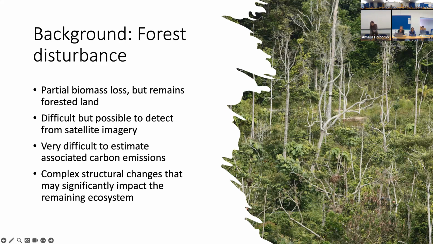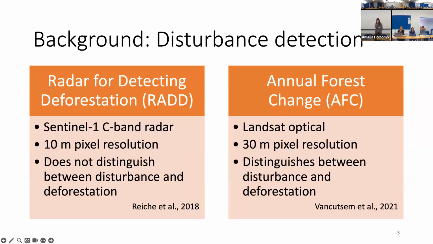We're going to get into that structural question in a moment, but first I want to introduce these two state-of-the-art products that can detect disturbances across the tropics. The first is called RAD. It's based on Sentinel-1 radar, and the second is called AFC, or I'll sometimes call it the Vancutsem maps. These are based on Landsat optical data.